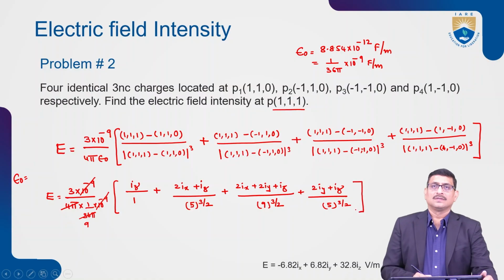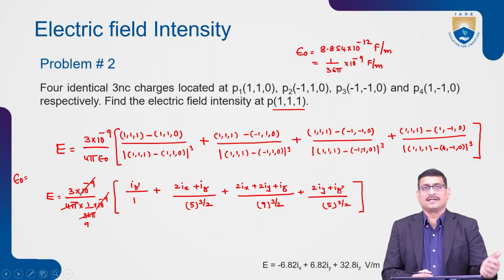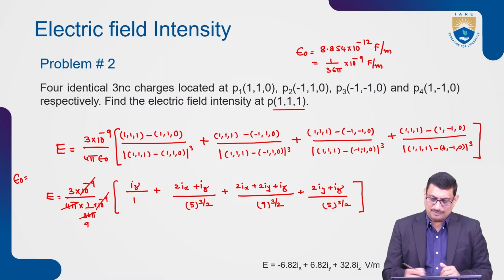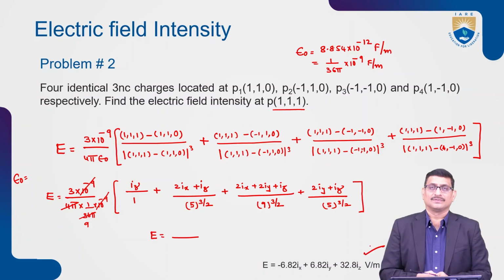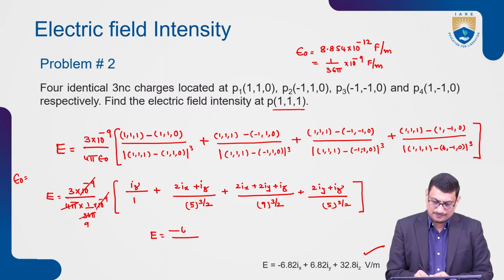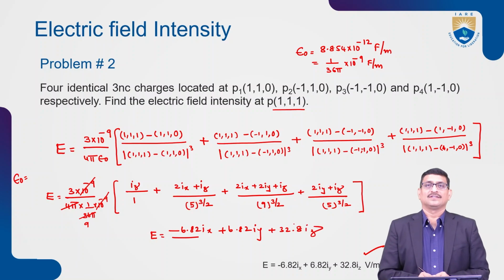Right. And if we add it, take the LCM and simplify this expression, you may get the electric field intensity answer, maybe this is the value: minus 6.82 Ix plus 6.82 Iy plus 32.8 Iz. If you simplify using your calculators, this may be the answer you need to get. And this is the procedure on how to calculate.